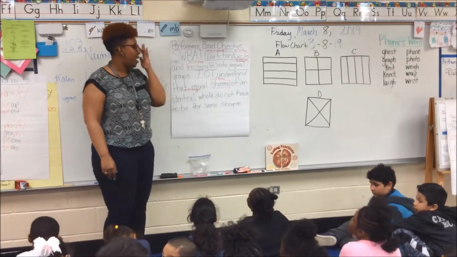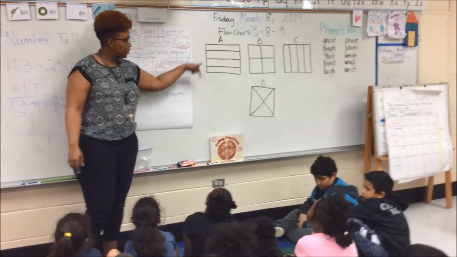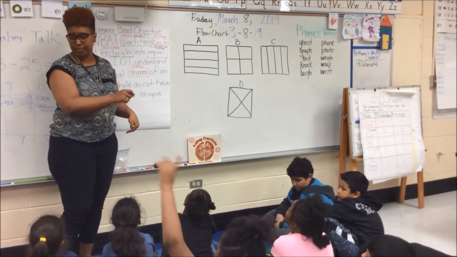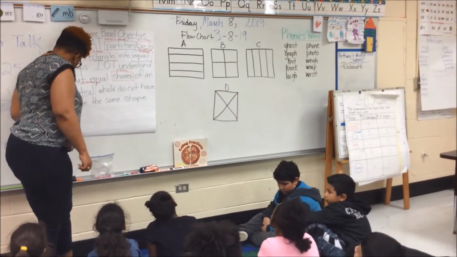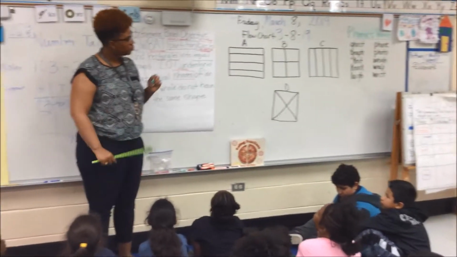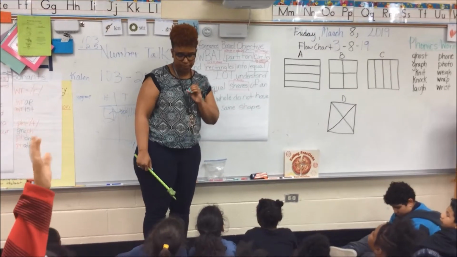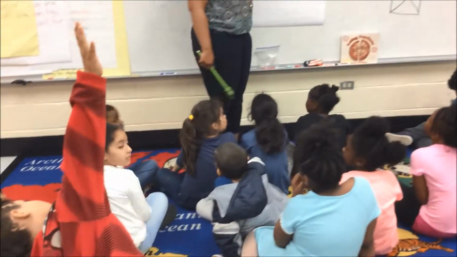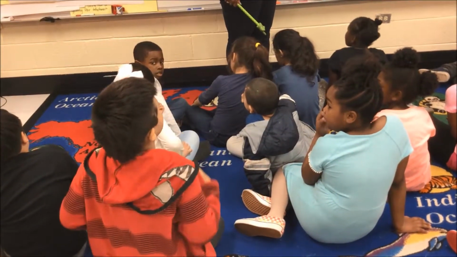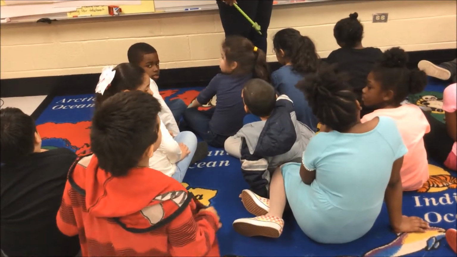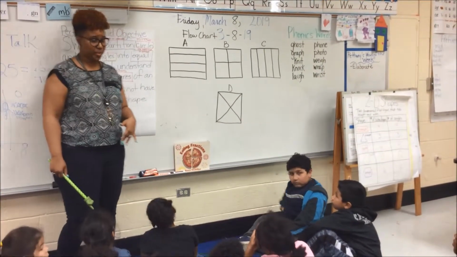What else do we notice? They're all partitioned into 4. What else do we notice? Robin? They are equally in different parts. Let's be a little more clear. Alex, what about you? They're divided in different ways. Okay, they're divided or partitioned in different ways.